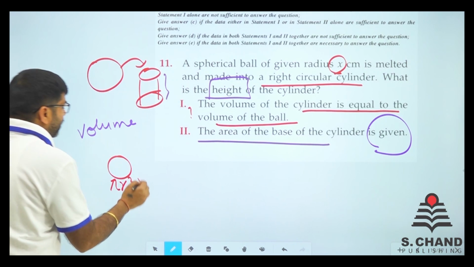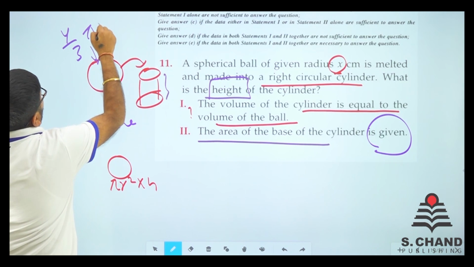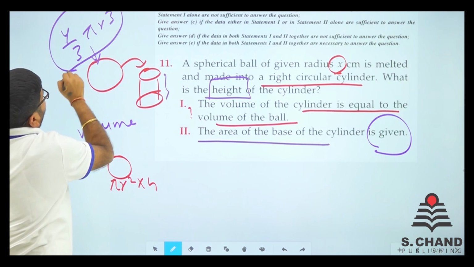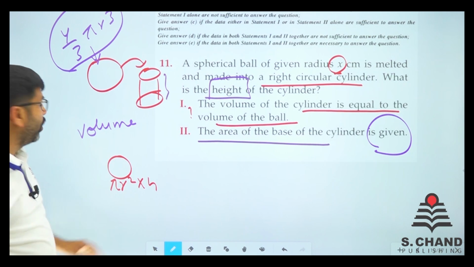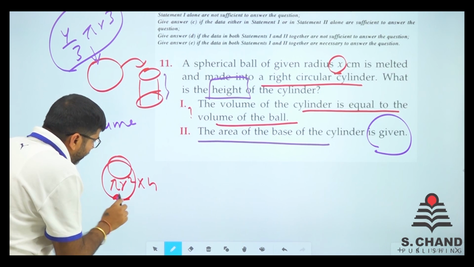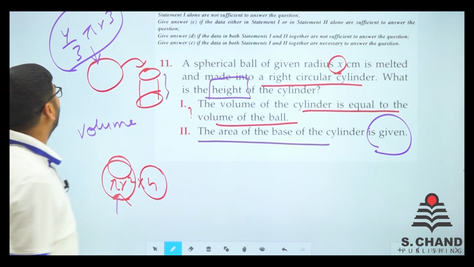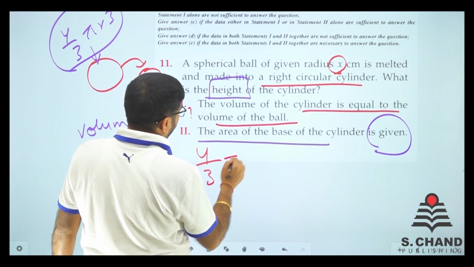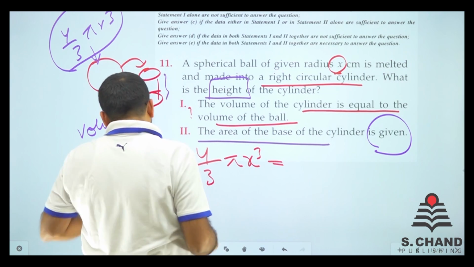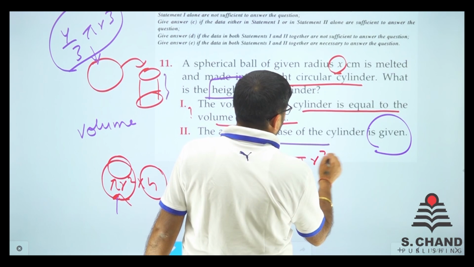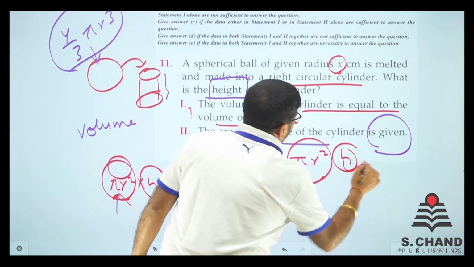The volume is pi r square into h. So that is 4 by 3 pi r cube. R is, we know, x, and these values are the same. So pi r square is given, and the height we need to find out. We can find it easily. I don't think there is a problem, because 4 by 3 pi x cube, where r is given as x, is equal to pi r square h. Pi r square is given, so h we can find out easily.